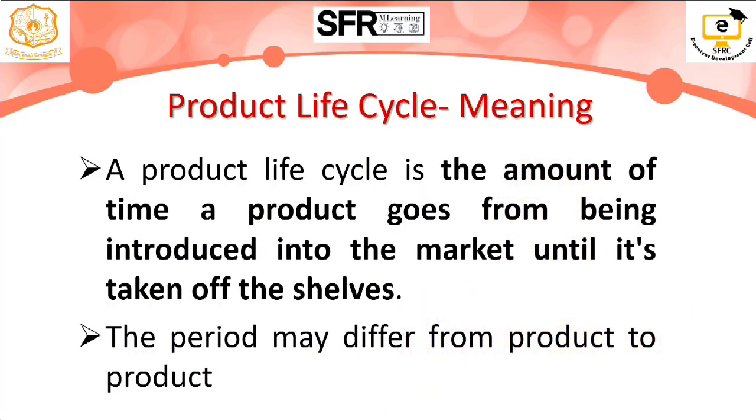Product life cycle: as every human being has a life, a product also has its life. Products, like human beings, have some length of life. This is described as a life cycle in human beings, and when applied to a product it is called a product life cycle. A product life cycle is the amount of time a product goes from being introduced into the market until taken off the shelves. The period may differ from product to product.